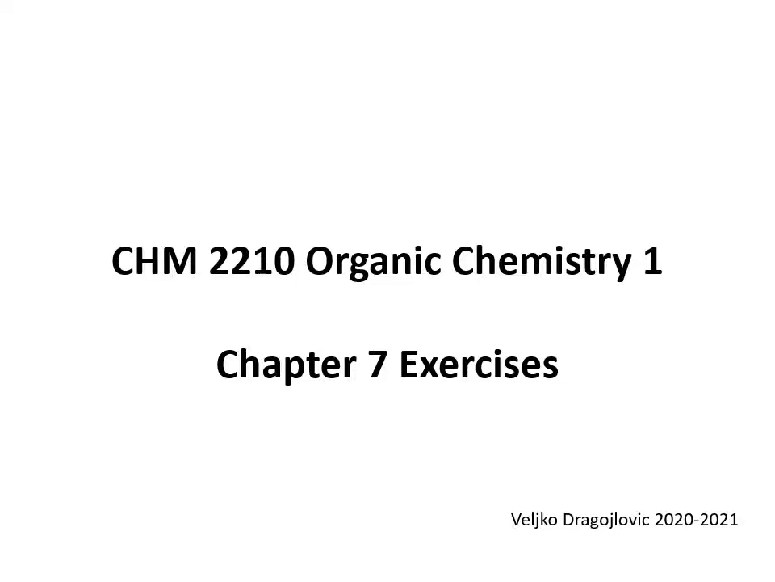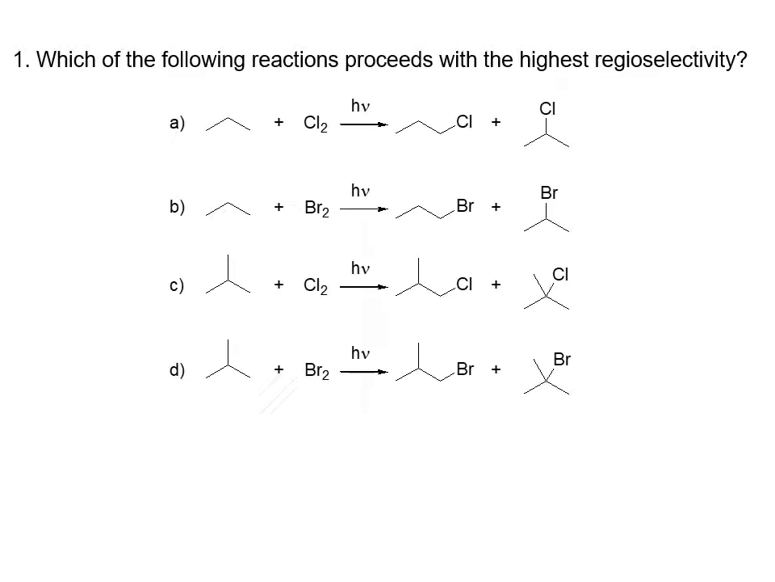In this video, we are going to cover 6 of the chapter 7 exercises. Which of the following reactions proceeds with the highest regioselectivity? Here are 4 choices, 4 reactions, 2 chlorinations and 2 brominations, and each reaction could give possibly 2 regioisomers.